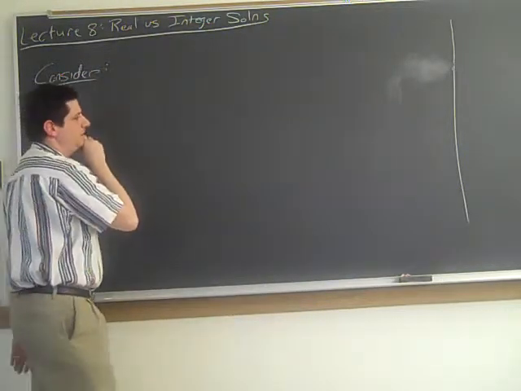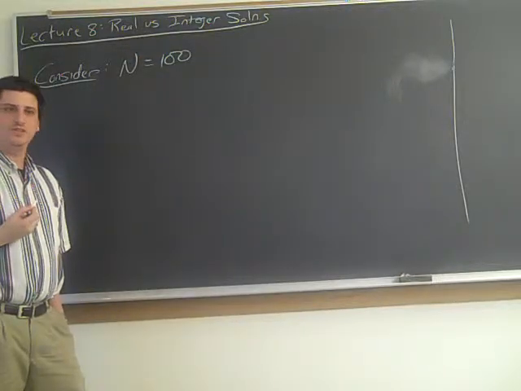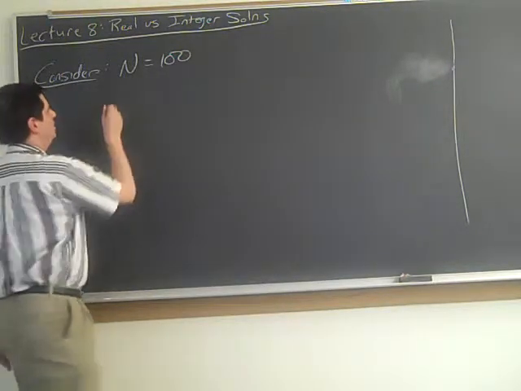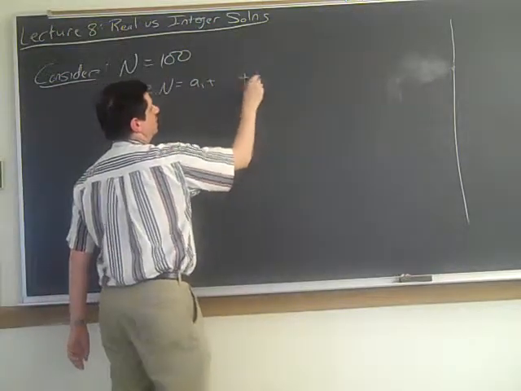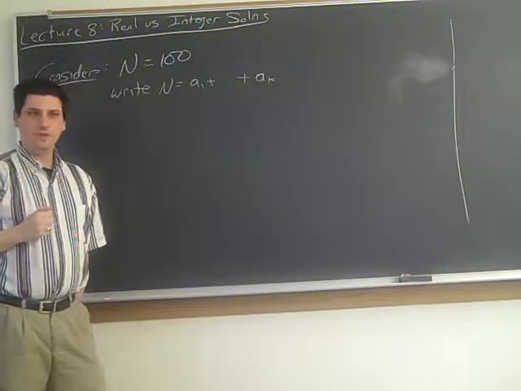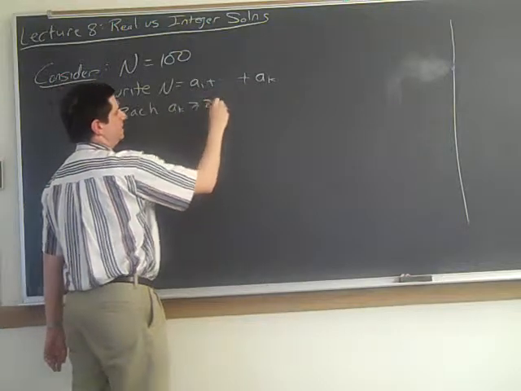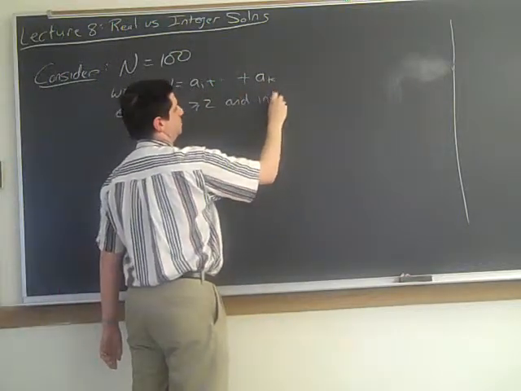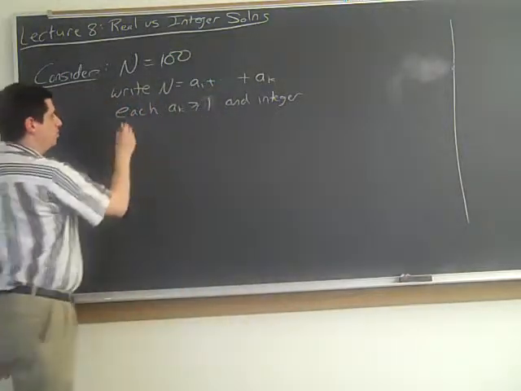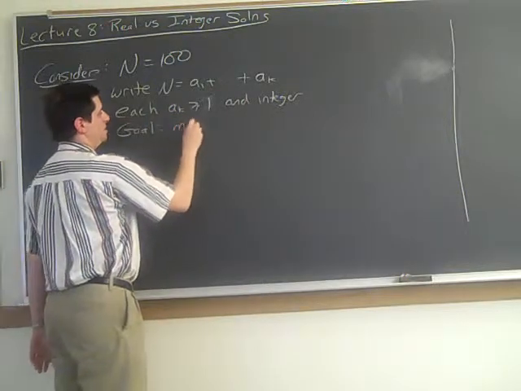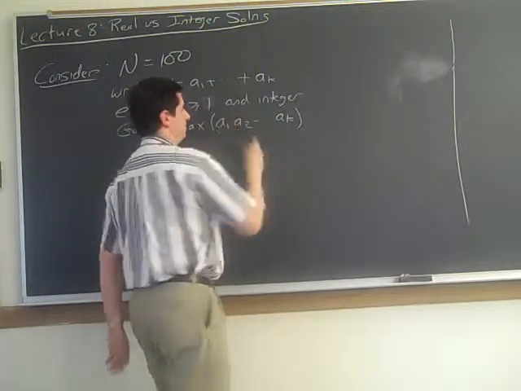You have the number n is 100. And for some reason, you are obsessed with the following. You want to write n as a sum a1 through ak. Each ak is at least 2 and is integer. Well, we'll make it at least 1, integer. And your goal is you want to maximize a1 times a2 times ak.